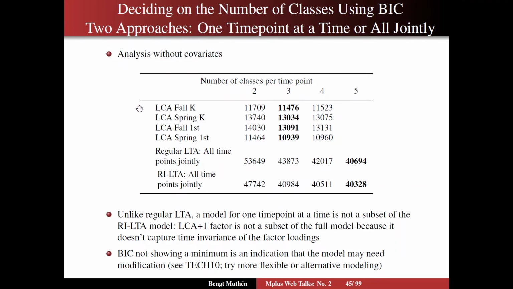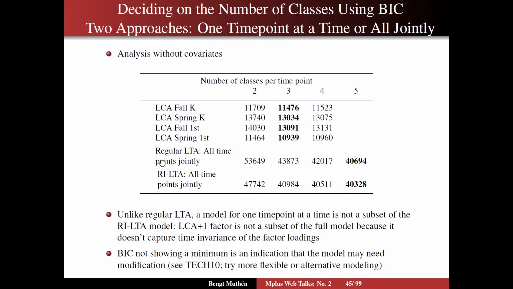Commonly for regular LTA, you start with an LCA, a latent class analysis, for each of the 4 time points. Here the BIC values are shown for 2, 3, and 4 classes. And you see that the bolded value is the lowest, that is the best, for all 4 time points. That is, this would indicate working with 3 classes, which is also substantively motivated, as we have discussed the 3 stages of reading proficiency acquirement.